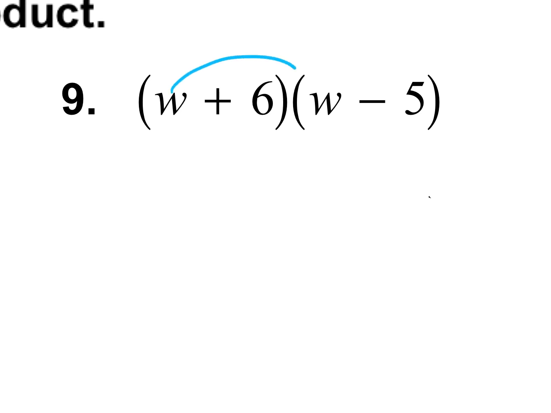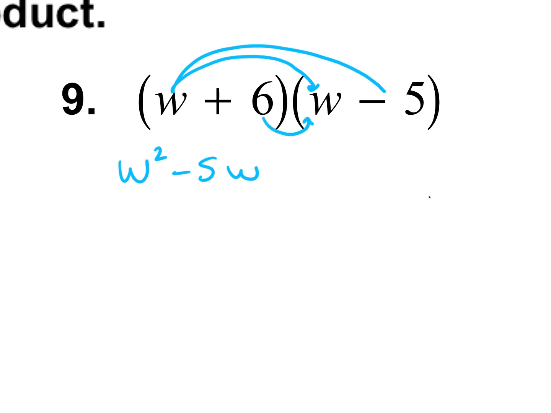All right, Nestor, what do we do first? So what gets multiplied first? The W. What's W times W? W to the second power. Then we do the outside. So what's W times -5? Chris. -5W.